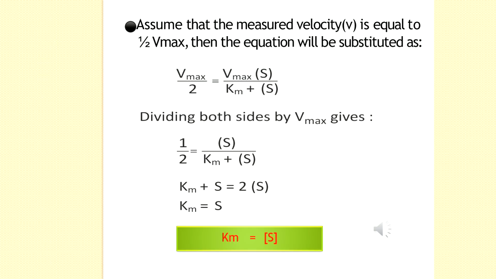Here we assume that the measured velocity V is equal to half Vmax. So the equation will be substituted as Vmax by 2 is equal to Vmax times S divided by Km plus S. That is equation number 2. Next, we divide both sides by Vmax. Then we get 1 by 2 is equal to S divided by Km plus S.